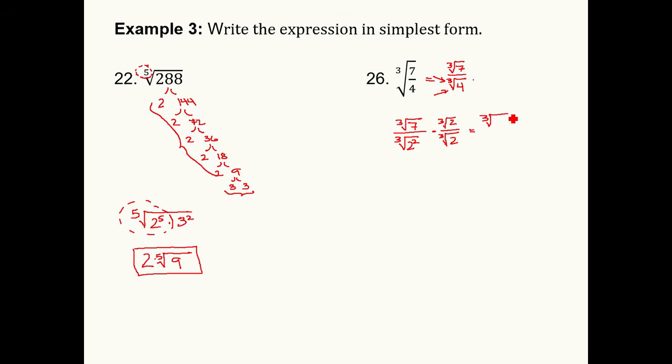So in the top, I've got the cubed root of 7 times 2, 14. We were able to multiply those together because they were the same root. And in the denominator, I've got the cubed root of 2 squared times another 2. That's 2 cubed. We got a perfect cube to cancel out our cubed root. Cubed root of 14 over a regular 2 after all those roots have been canceled out. That is our final answer.